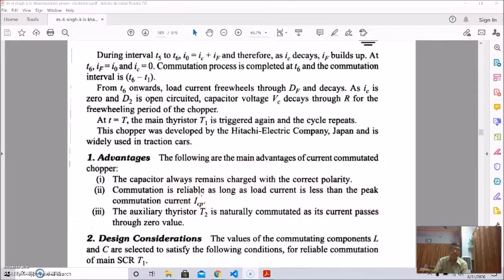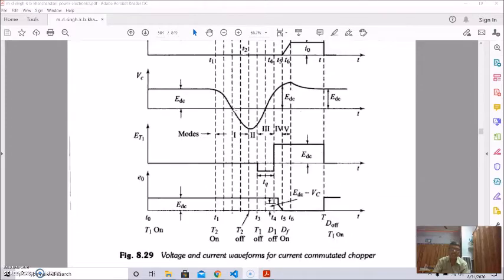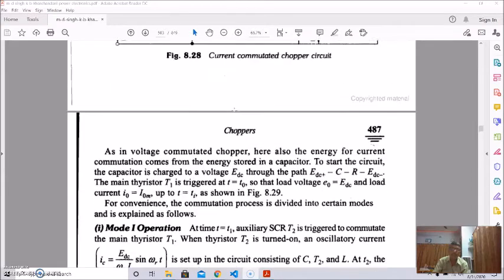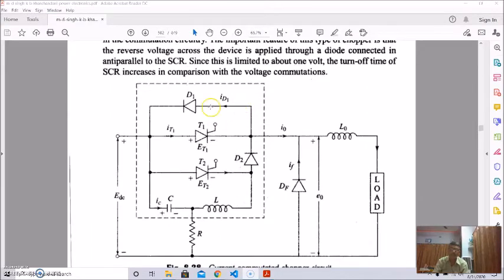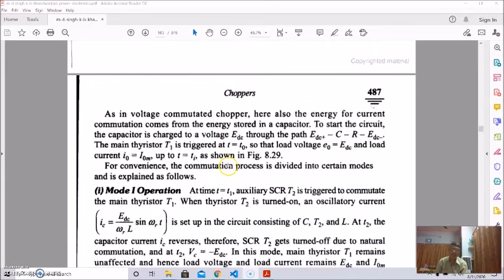This is the case of current commutated choppers, and this is discussed in detail. As I told you, this is the circuitry of the current commutated chopper. This is the main circuit, the main thyristor which we need to commutate, and this is the commutating circuit, consisting of the auxiliary thyristor, commutating capacitor, commutating inductor, and diodes D2, D1, etc. And there are 5 modes of operation we have discussed one after another.